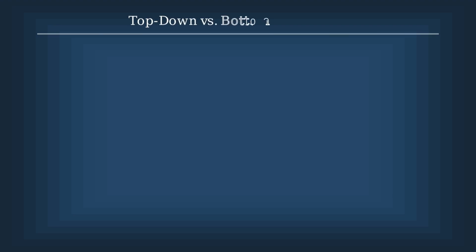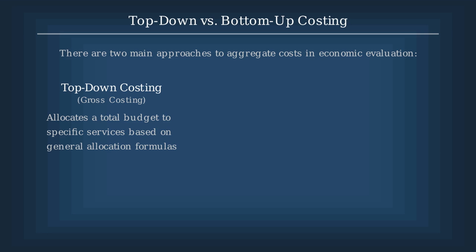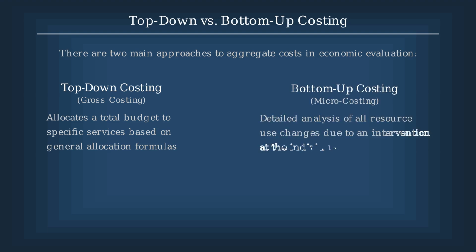When conducting economic evaluations in public health, there are two primary approaches to costing: top-down and bottom-up. Top-down costing, also known as gross costing, allocates a total budget to specific services using general formulas. Bottom-up costing, or micro-costing, involves a detailed analysis of all resource use changes at the individual service level.